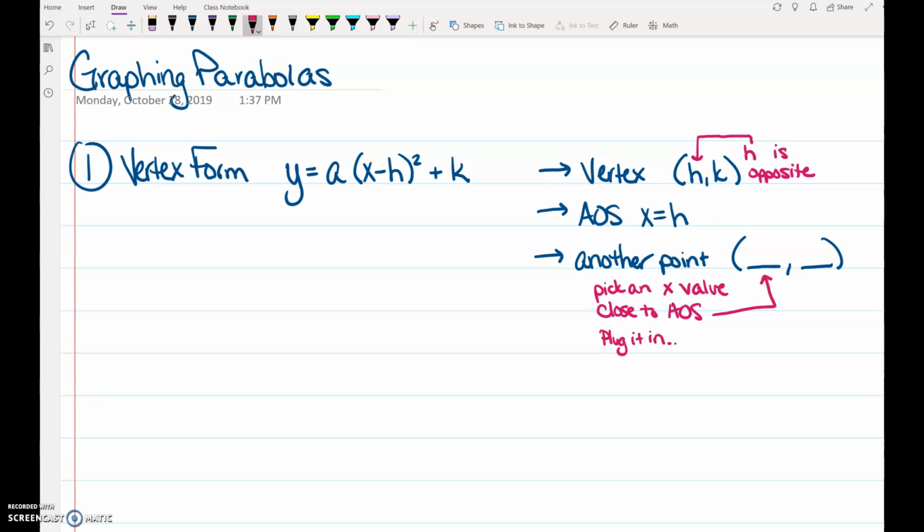Plug it in, and that will give you the y value of that point. So if your symmetry line is at 2, pick 3 or 4, and plug that number in and get 4 comma whatever. If your symmetry line is -5, pick something like -3, plug that in and get -3 comma whatever. So pick an x value close to your symmetry line, plug that in, that gives you another point, then reflect that point over your symmetry line. That gives you the 3 points you need, and then you can graph your parabola.